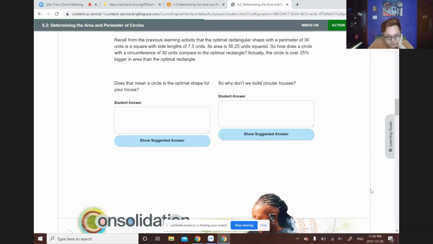Recall from the previous learning activity that the optimal rectangular shape with a perimeter of 30 units is a square with side length of 7.5 units. Its area is 56.25 square units. So how does a circle with a circumference of 30 units compare to the optimal rectangle? Actually, the circle is over 25% bigger in area than the optimal rectangular shape.